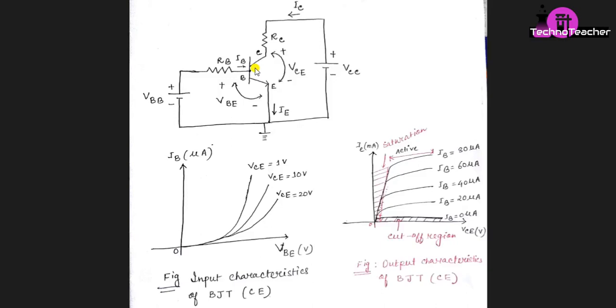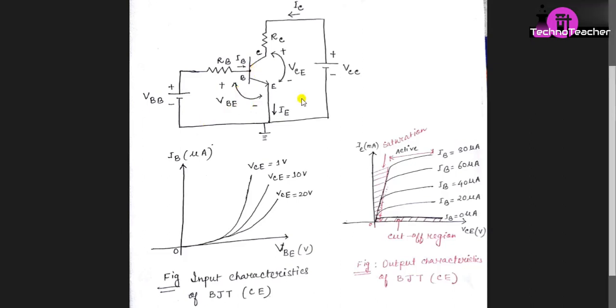In the previous video I have discussed what is common emitter configuration, how the input characteristics of BJT look like in common emitter configuration, and the simulation process of input characteristics of BJT. Now in this video I'll discuss the output characteristics of BJT in common emitter configuration and the simulation process of output characteristics.